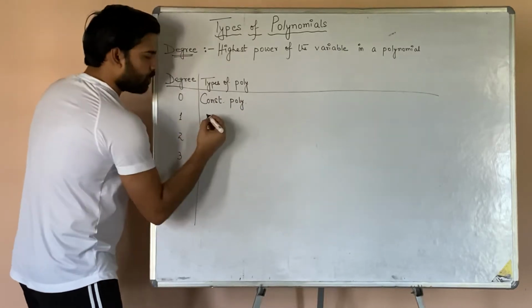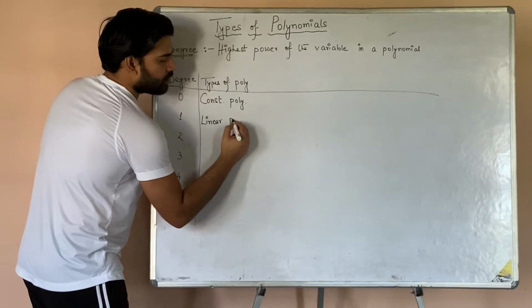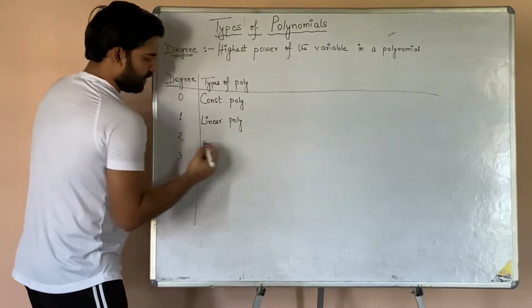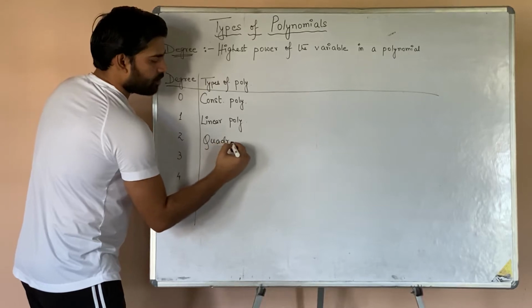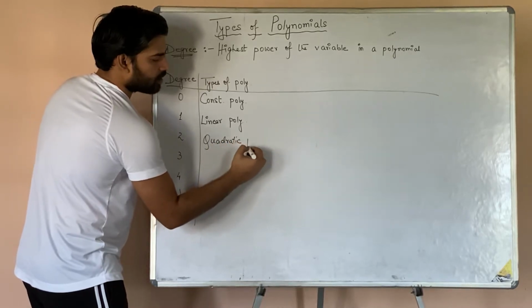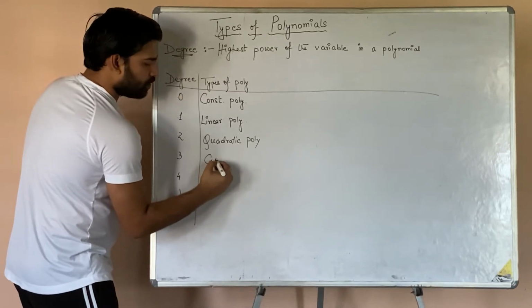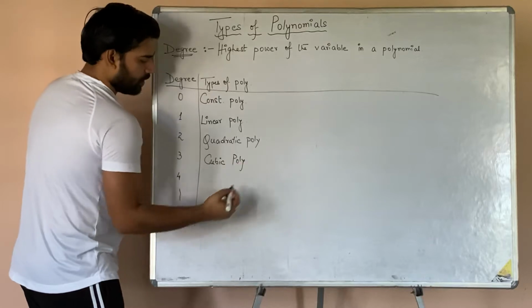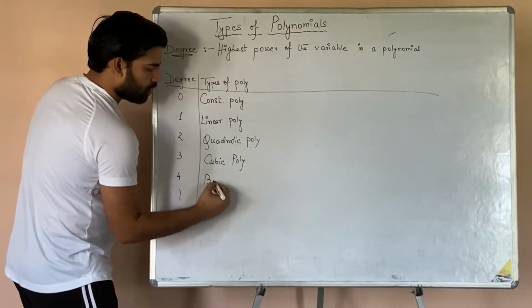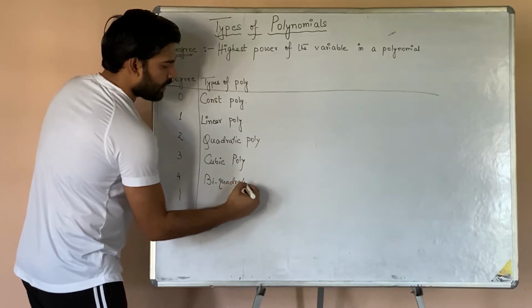If the degree is 1, you will call it linear polynomial. If the degree is 2, you will call it quadratic polynomial. If the degree is 3, you will call it cubic polynomial. If the degree is 4, you will call it biquadratic polynomial, and so on.